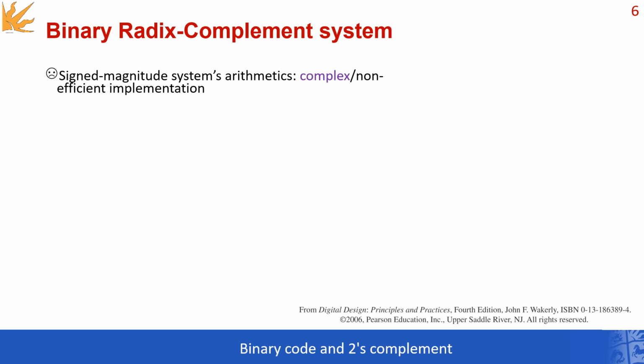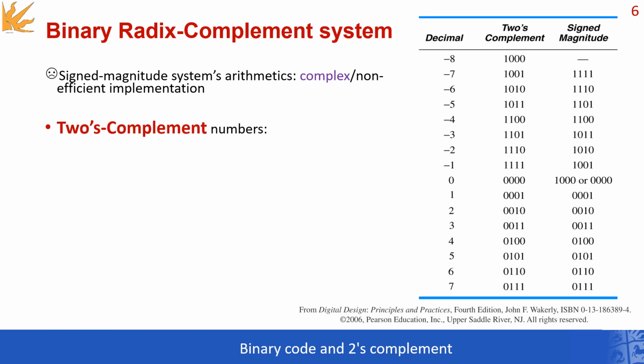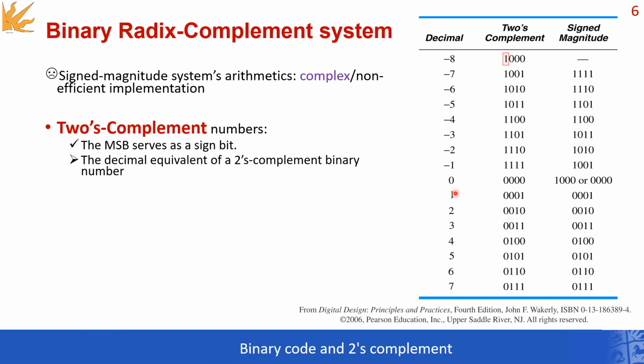Now let's talk about binary radix complement systems. And more specifically, let's talk about the 2's complement. Now, as you have probably realized by now, the signed magnitude system's arithmetic suffers from complexity, which means that it's not a system that you can implement efficiently. So this is why we use what we call 2's complement. Now, 2's complement numbers, which are added here next to the signed magnitude system numbers, as you can see, again we use the most significant bit to indicate that a number is either negative or positive. And this is what we do.